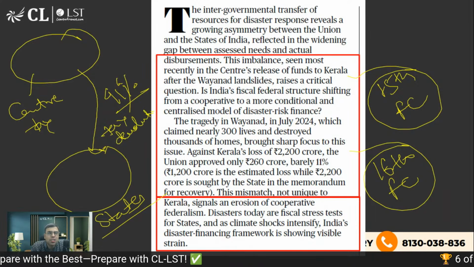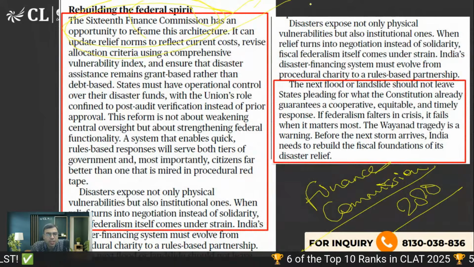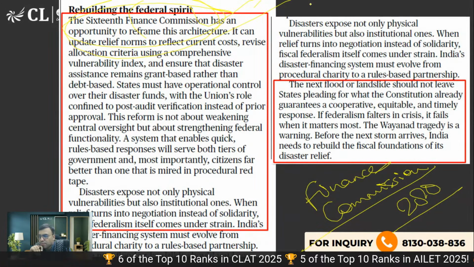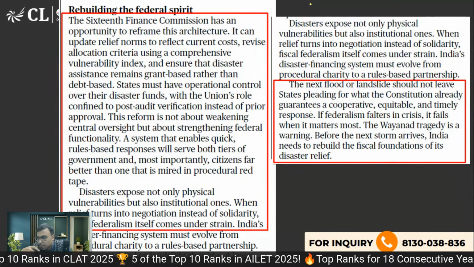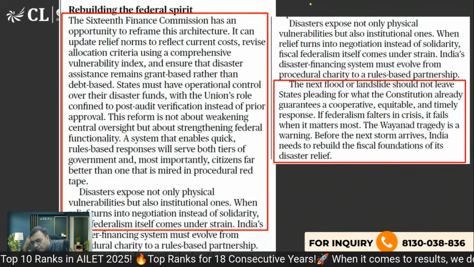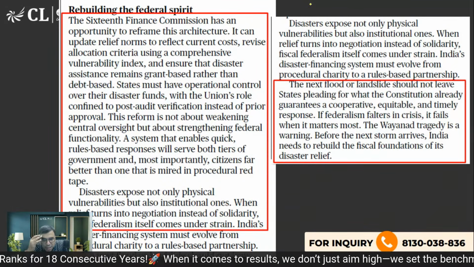By the way, who is the chairperson of the 16th Finance Commission? The author is talking about it here. Chairperson of the 16th Finance Commission. Anyone? आप सर्च करके, इंटरनेट से सर्च करके बता दीजिए. But why I'm asking is so that you will search it, you will write it, and then you will remember it. आपको याद रहेगा.